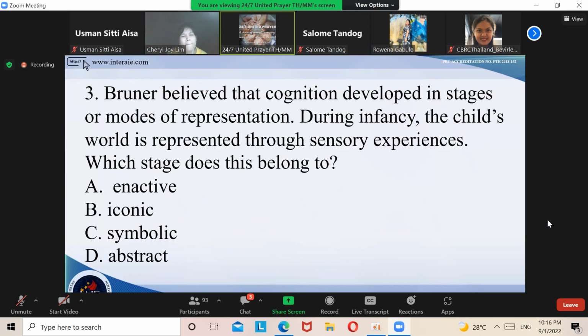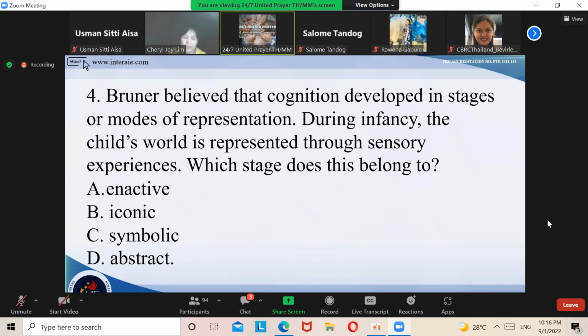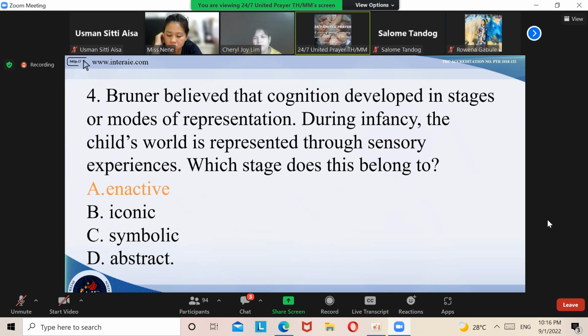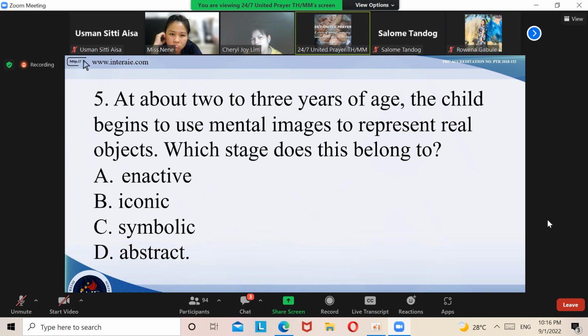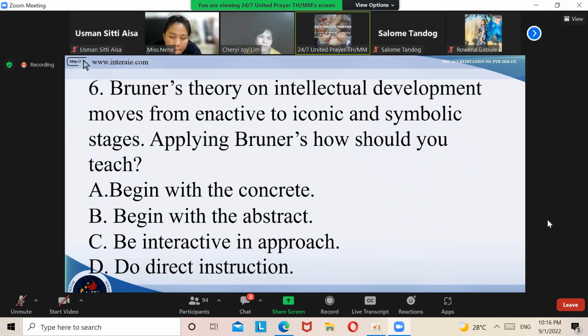Question number 3. Anong answer dyan? D. Inactive. Yes, inactive. 3 and 4, the same lang. Number five. Ano answer? B. Iconic. Number six. Bigyan mo concrete. A. Tama, A.